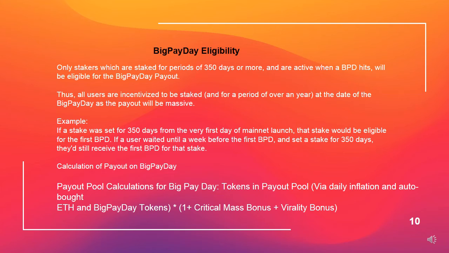Example. If a stake was set for 350 days from the very first day of mainnet launch, that stake would be eligible for the first BPD. If a user waited until a week before the first BPD and set a stake for 350 days, they'd still receive the first BPD for that stake. Calculation of payout on big payday. Payout pool calculations for big payday: tokens in payout pool via daily inflation and auto-bought ETH and big payday tokens, times 1 plus critical mass bonus plus virality bonus.